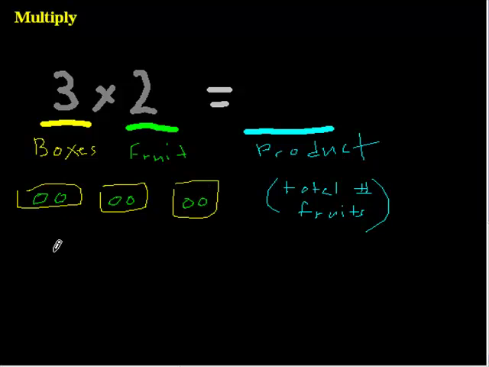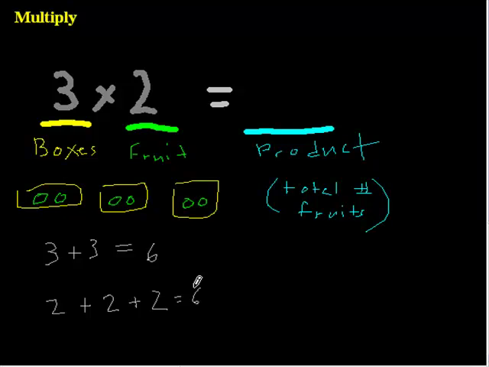Now all multiplication is repeated addition. And I can take the number 3 and add it together 2 times. We know that 3 plus 3 equals 6. Or I can take the number 2 and add it together 3 times. So 2 plus 2 plus 2, which equals 6.